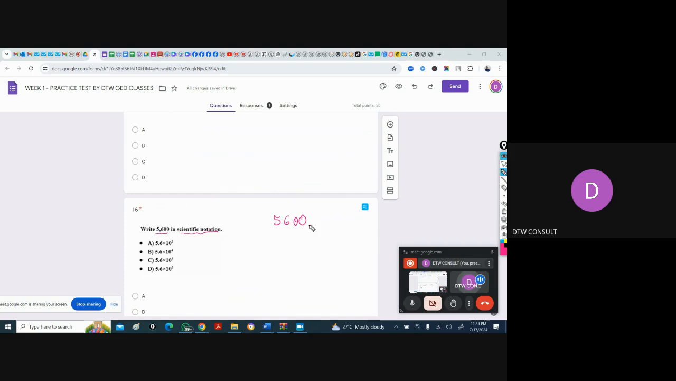You start from here, the last number, and you count to your left. You count 1, 2, 3. You stop in front of the last number. So that gives you 3. So that will be 5.6 times 10 raised to the power 3. It's because you moved this 3 times. That's in tens.